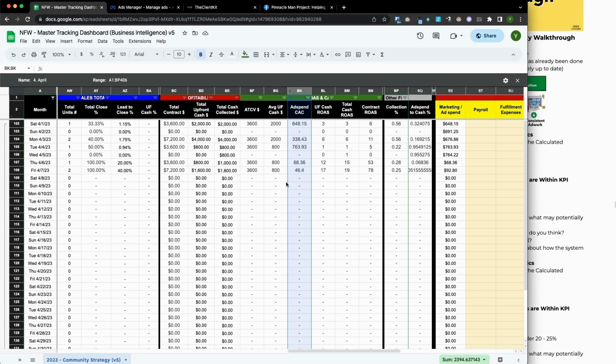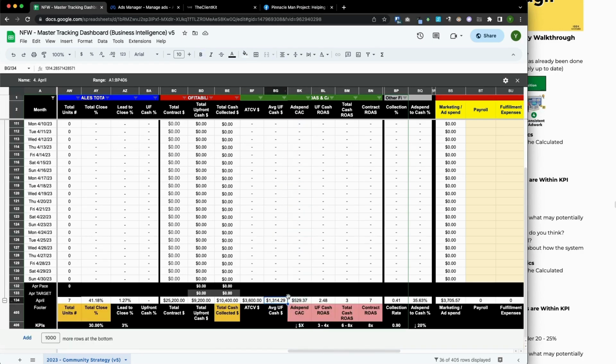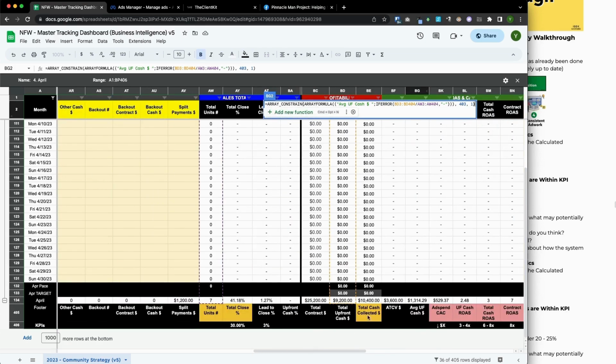Now, we're not looking at the daily view, okay? Because on the daily, it's going to fluctuate. It's going to go up and down, XYZ. What we do is scroll down here and look at, okay, what is this looking like total over here? So our average upfront cash is about 1314. Okay, that's our average upfront cash. And if we double click on that formula there, we'll see that that's total upfront cash divided by the number of units, okay?